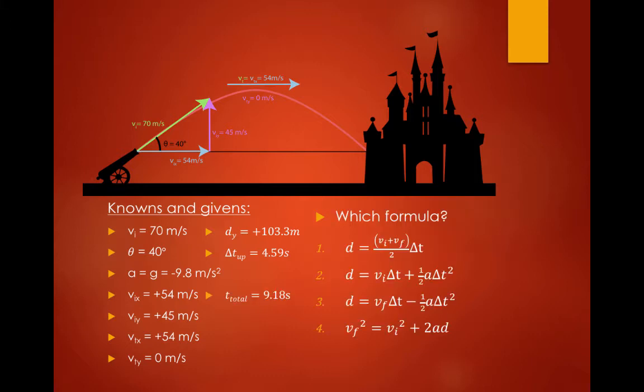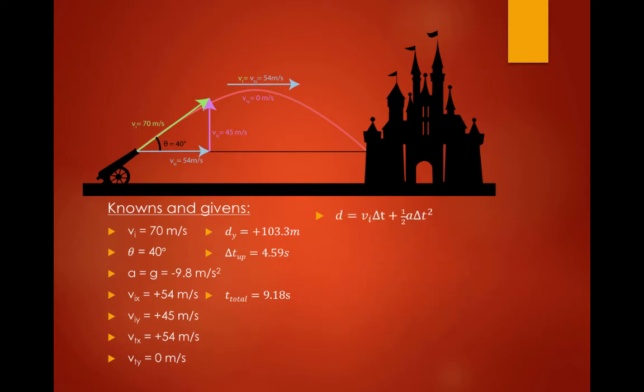We can also solve the problem using one of the 4 equations. We'll calculate the time it takes for the ball to arrive from the peak back down to the ground, and then add the 2 times together. Which equation shall we use? We can use equation 1 or 2. 3 requires final velocity, which we assume to be negative 45 meters per second, but we have not yet calculated it. And equation 4 does not solve for time. Let's use equation number 2.